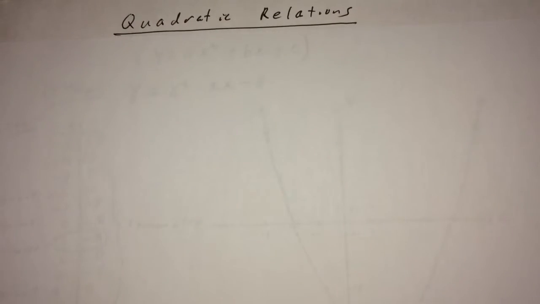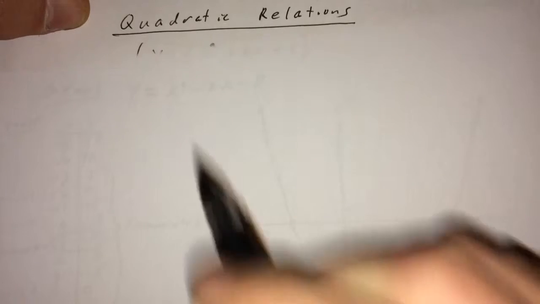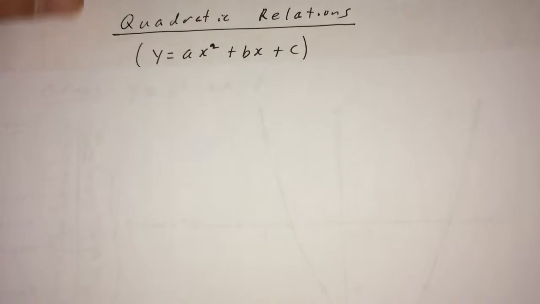Okay, in this video we're going to look at quadratic relations. So we've looked at linear relations in grade 9 and grade 10, and that is y equals mx plus b, or ax plus by plus c equals 0. So now we have quadratic relations which look in standard form like this. So y equals ax squared plus bx plus c.